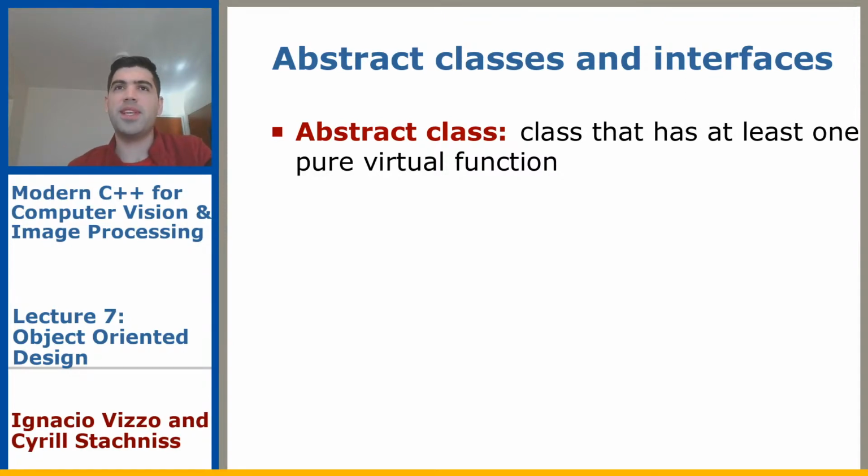There's this notion of abstract classes and interfaces. This is basically a name for some specific classes. This is not a keyword of the language, it's basically an idea in object-oriented design.